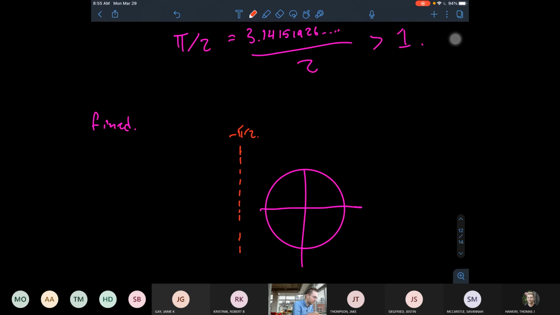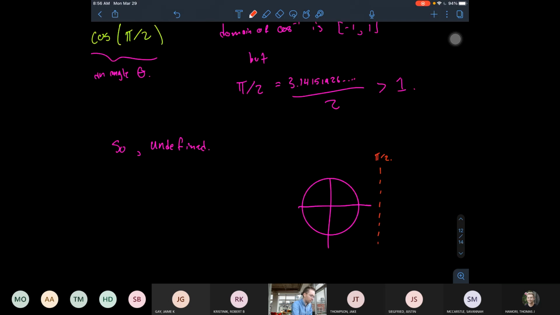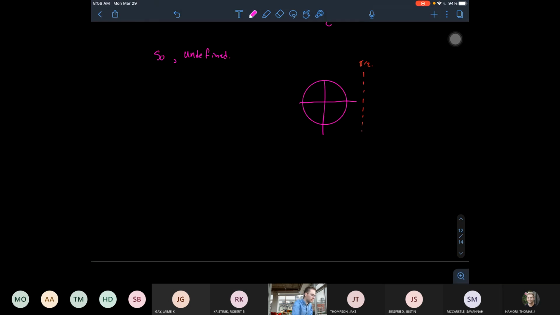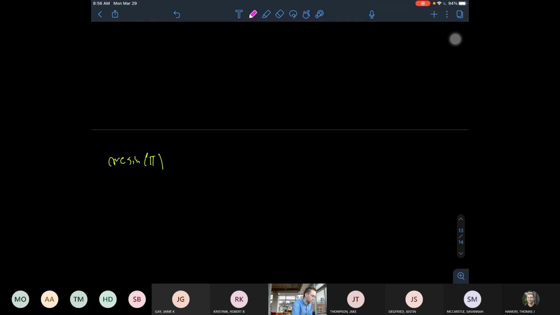So the question doesn't make sense because there's no points on the unit circle who have an x, oh, sorry, not negative pi over 2. Should have been pi over 2. Which is like over here. The question doesn't make sense because there's no points on the unit circle whose x value is pi over 2. Okay, so the input was not in our domain, so the question doesn't make sense. All right. Same deal with this one, also undefined.